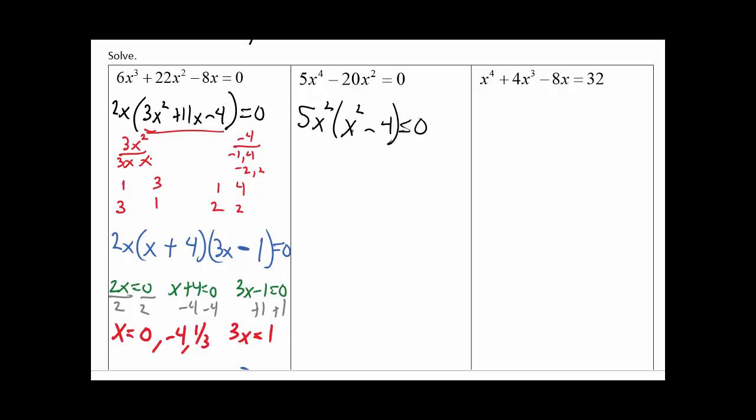Okay, now x squared minus 4, we're down to 2 terms. That's one of our special cases. That's an example of difference of 2 squares. So I can break that up even more as x minus 2 and x plus 2.